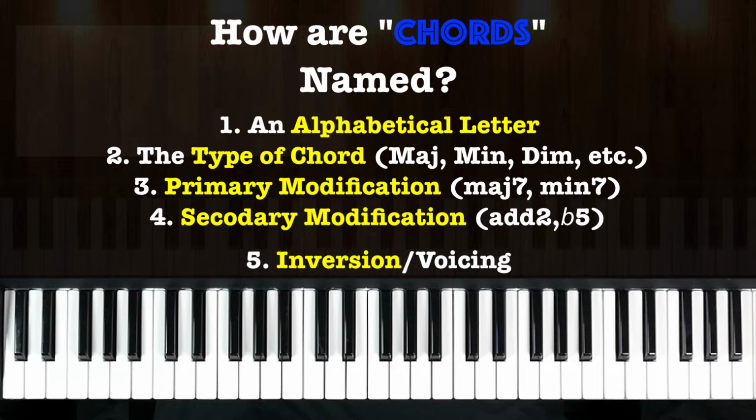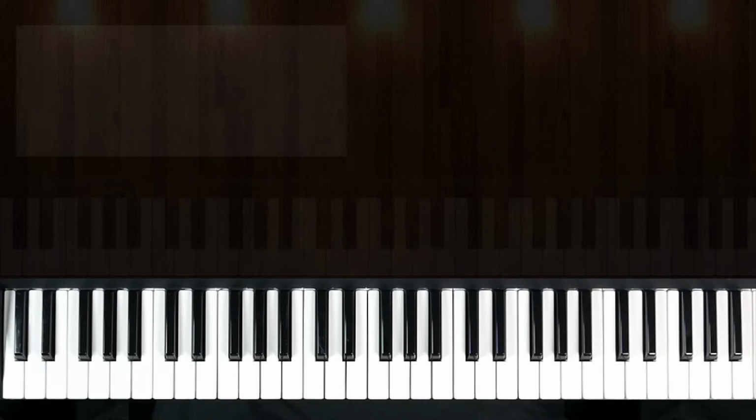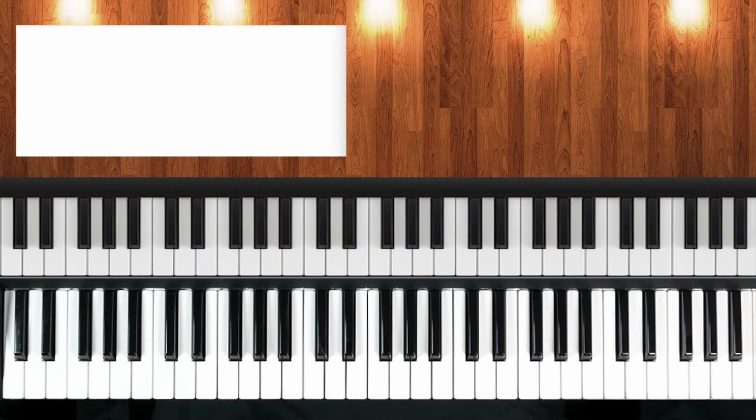Then number 3, the primary modification to the chord. So we might add a note to the end of the chord, like a minor 7 or a major 7. Number 4, the secondary modification, which might be a flatted 5 or adding a 2 to the chord. And then finally, we have the voicing. The voicing tells us which inversion we're using for the chord: the first inversion, the second inversion, or the third inversion.